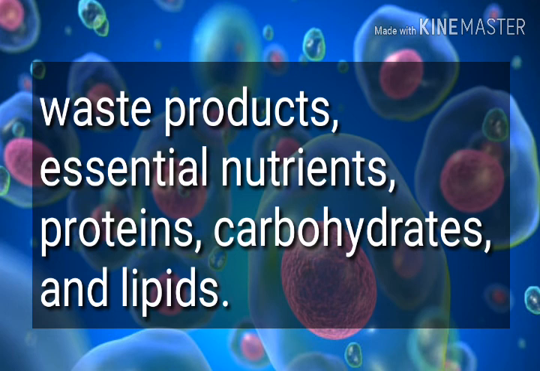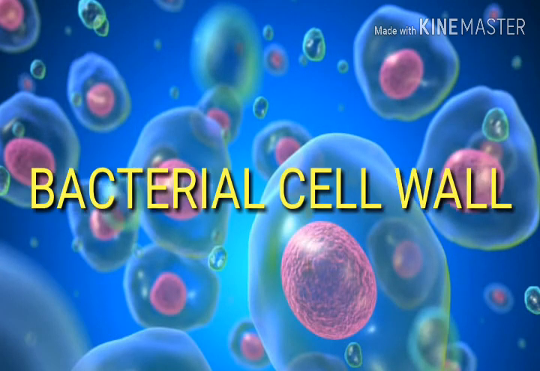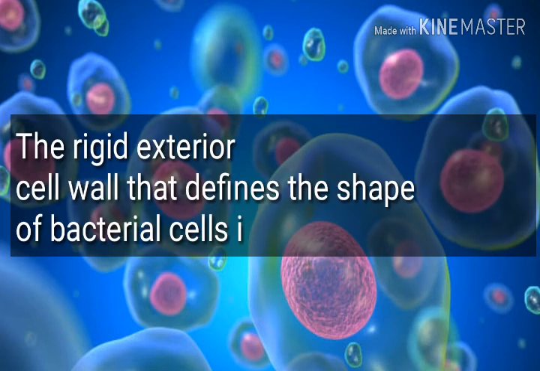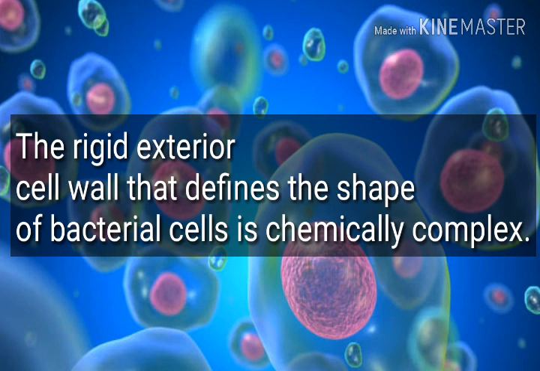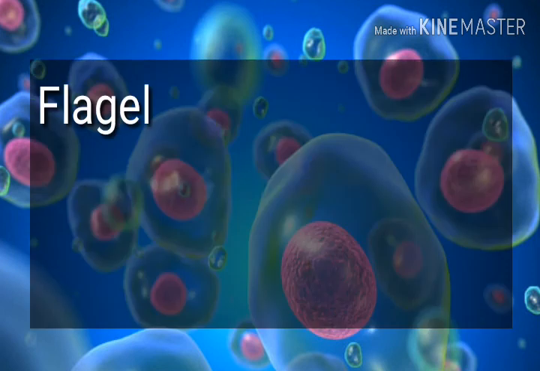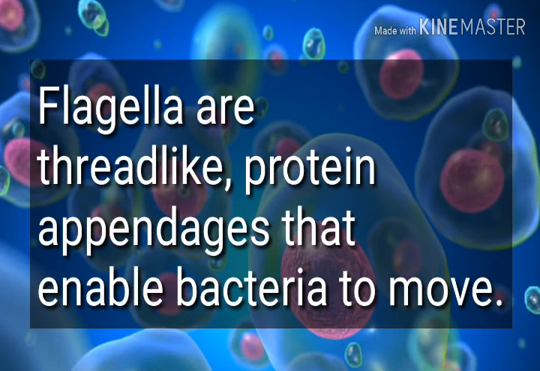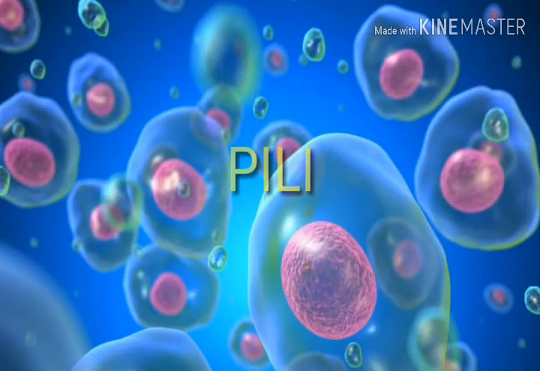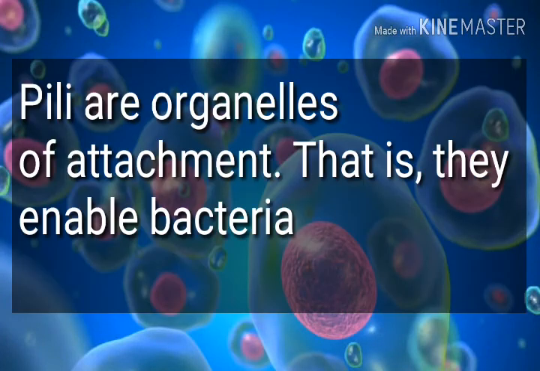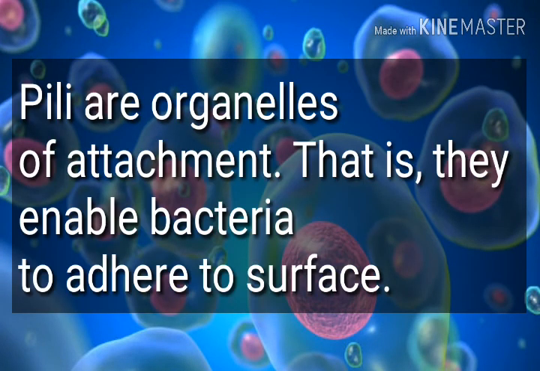Cytoplasm. The semi-liquid cytoplasm of prokaryotic cells consists of water, enzymes, dissolved oxygen, waste products, essential nutrients, proteins, carbohydrates, and lipids. Bacterial cell wall. The rigid exterior cell wall that defines the shape of the bacterial cell is chemically complex. Flagella. Flagella are thread-like protein appendages that enable bacteria to move. Pili. Pili are hair-like structures, most often observed on gram-negative bacteria. Pili are organelles of attachment, that is, they enable bacteria to adhere to surfaces.